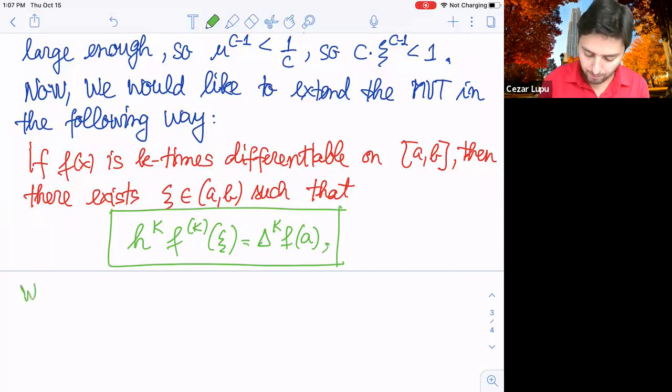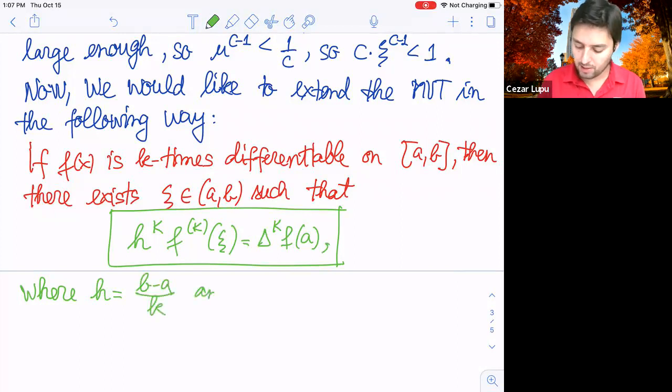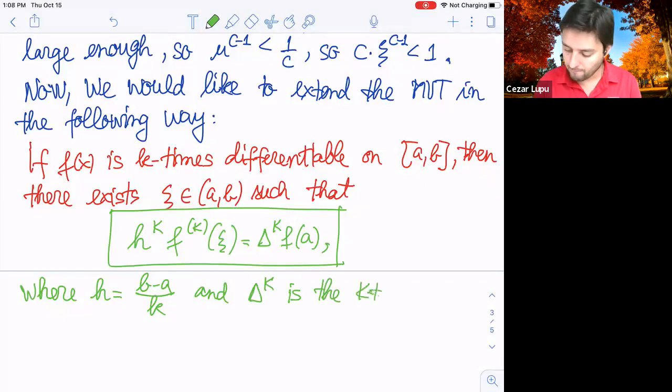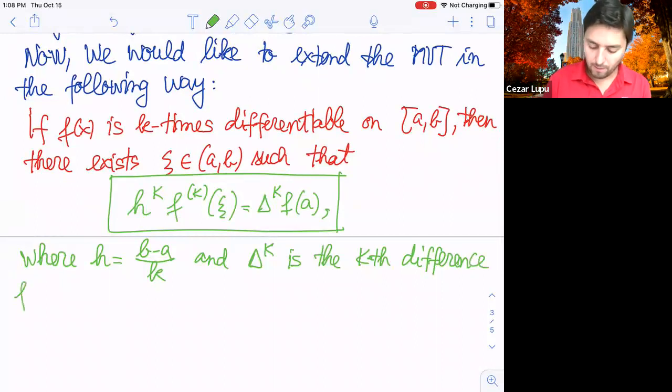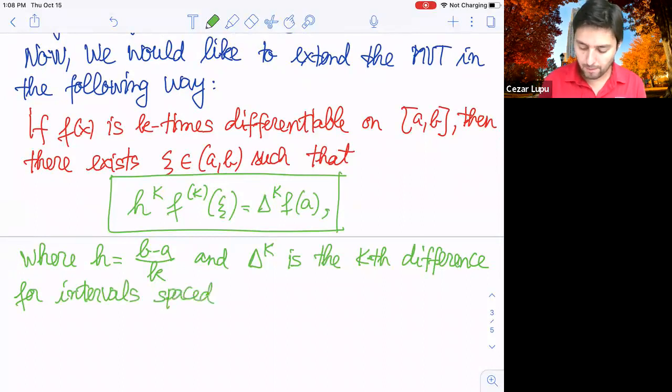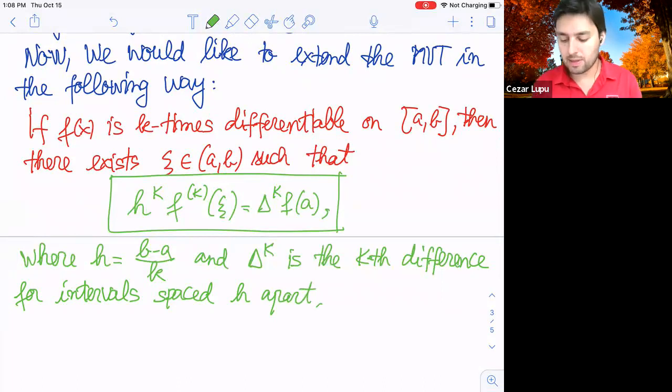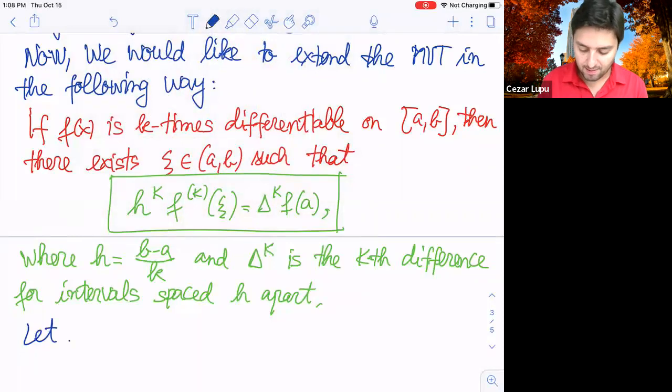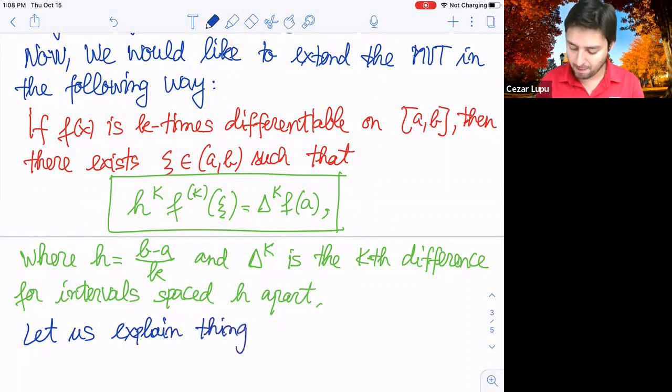Where h is nothing else than just b minus a over k, and delta k is the, let's say, k-th difference for intervals spaced h apart. Okay. And now let me explain this a bit. Let us explain. I want to explain this in great detail. Let's explain things a bit.